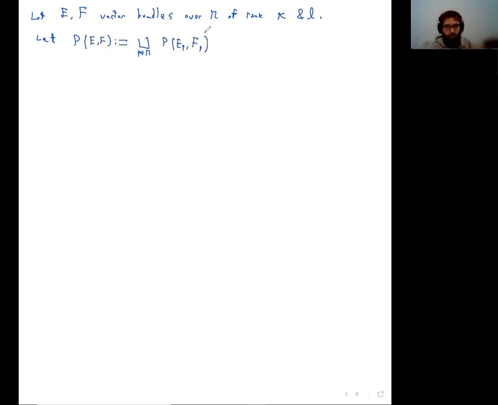So now let E and F be vector bundles. So F now is not a fiber, it's a vector bundle, of rank k and l respectively. And then we simply define P of E, F. Well, that's nothing but the disjoint union over p in M of P of E_p, F_p. So E_p and F_p are vector spaces, so we know what the operation is, so the sum or endomorphism or whatever, and you just take the union of all of this. And then we take pi to be just the natural map. And of course on this we put the topology which makes this map continuous.